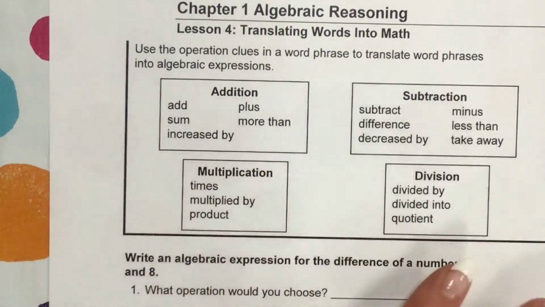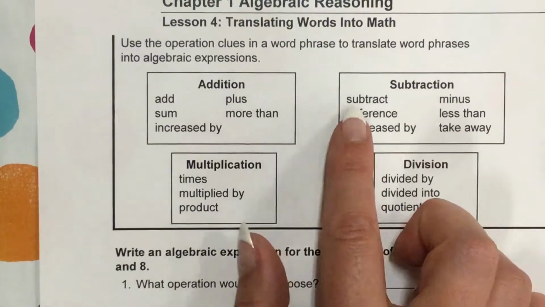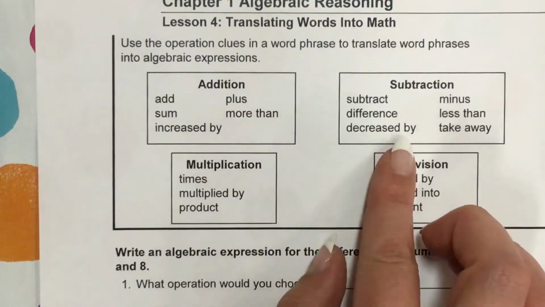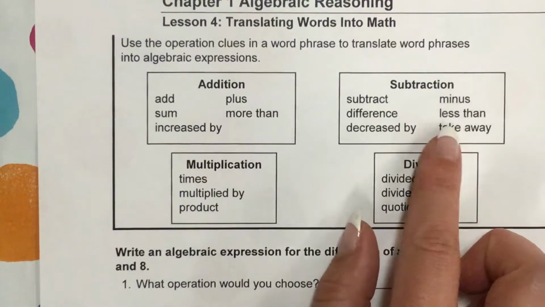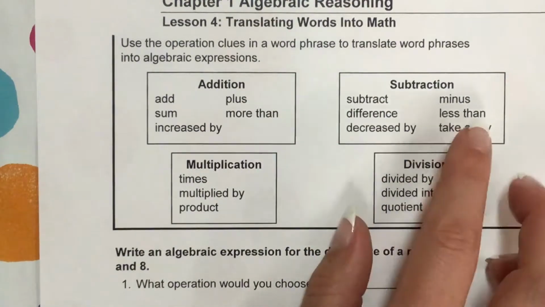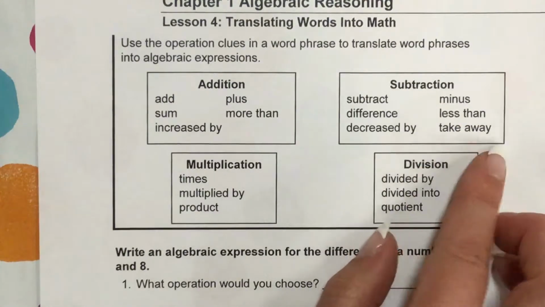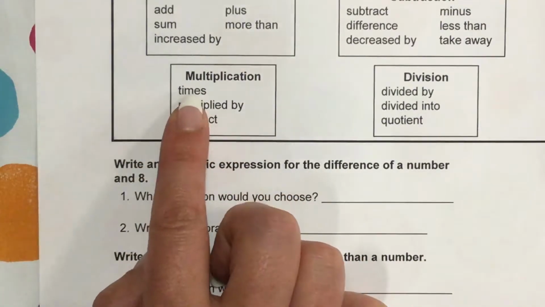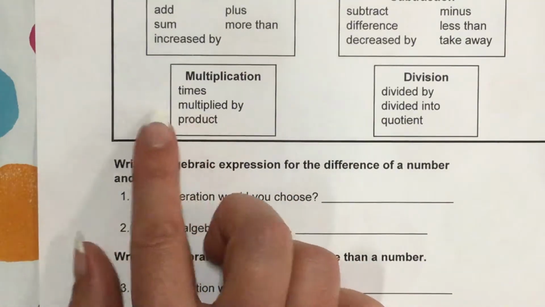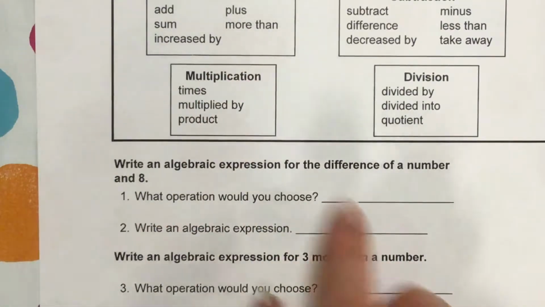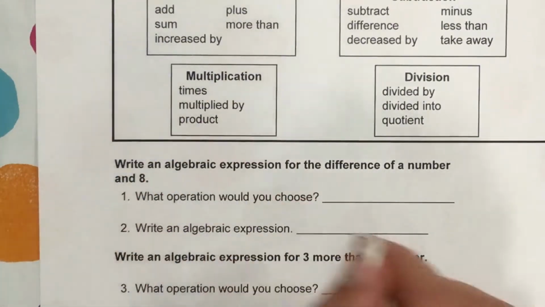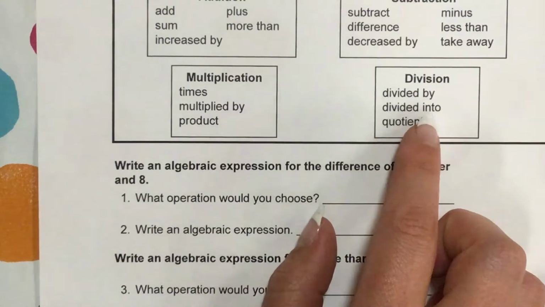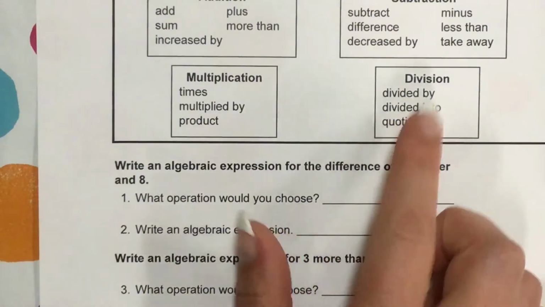So all of these words, whenever you see them in a sentence, you know that you're dealing with the operation of addition. Let's look at subtraction. Keywords here: subtract, difference means subtraction, decreased by, minus, less than, less is the minus, than is the flip, and then take away. Let's move on to multiplication. Times, multiplied by, product. Whenever you see those words, you know that you're dealing with multiplication. Lastly, let's look at the keywords for division. Divided by, divided into, and quotient. Those are all the keywords for division.